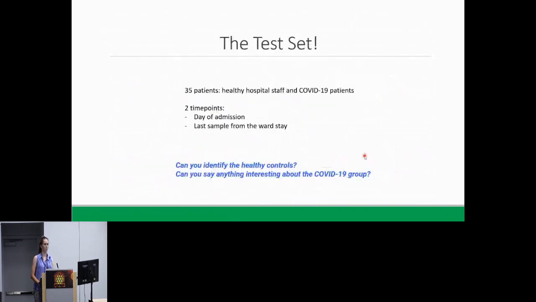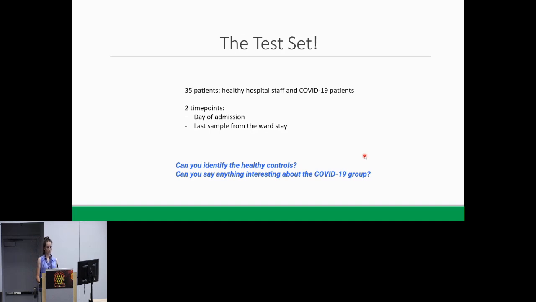Okay, so this is where we end up with our test set that we provided as a part of the challenge. We provided 35 matched patient samples. They consisted of the healthy hospital staff and our Polish COVID-19 disease cohort. Each of the pairs was sampled at 2 time points. The first one was at the day of admission when a person got admitted to the hospital with COVID. And then the second one was the last sample from the ward stay. When it comes to the hospital staff, it was just sampled at 2 random time points.